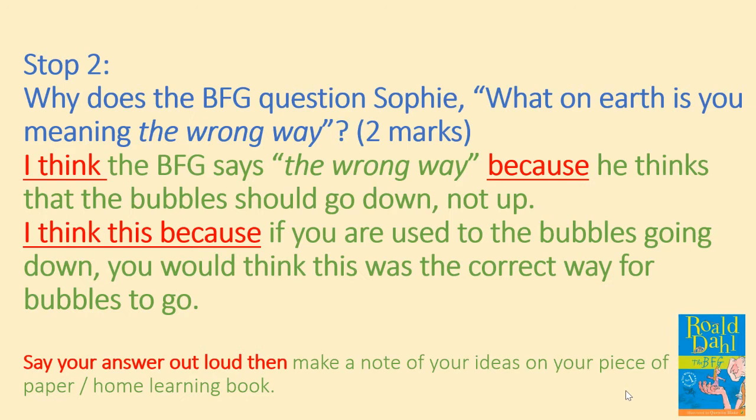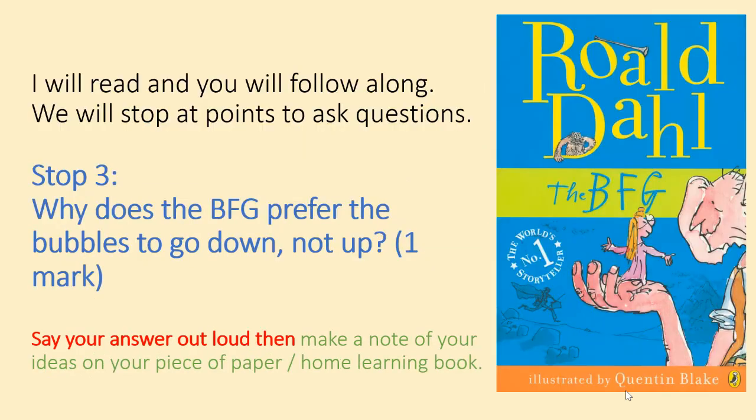Fantastic, you're back. Well, here's what I wrote. I think the BFG says the wrong way because he thinks that the bubbles should go down, not up. I think this because if you are used to the bubbles going down, you would think that this was the correct way for bubbles to go. Was that similar to your answer? Okay, let's keep reading. Make sure you're following along with your finger.